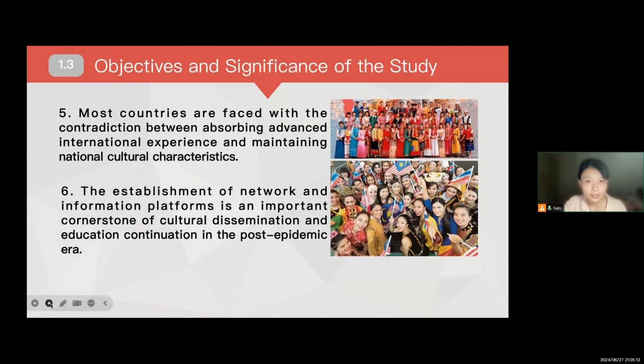Fifth, most countries are faced with a contradiction between absorbing advanced international experience and maintaining national cultural characteristics. Sixth, the establishment of network and information platforms is an important cornerstone of cultural dissemination and education continuation in the post-epidemic era.